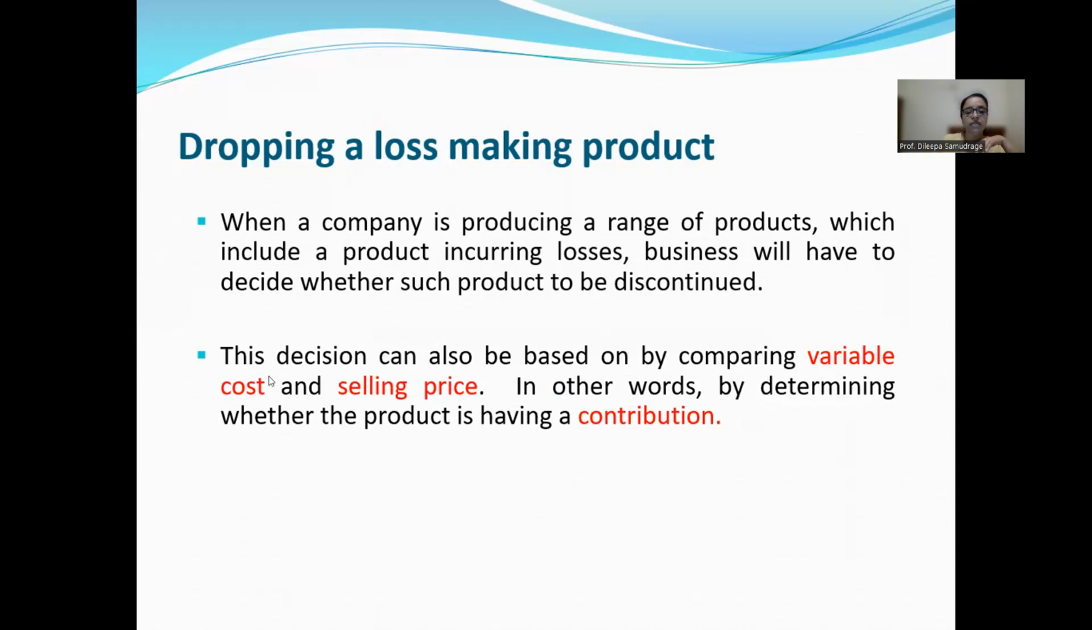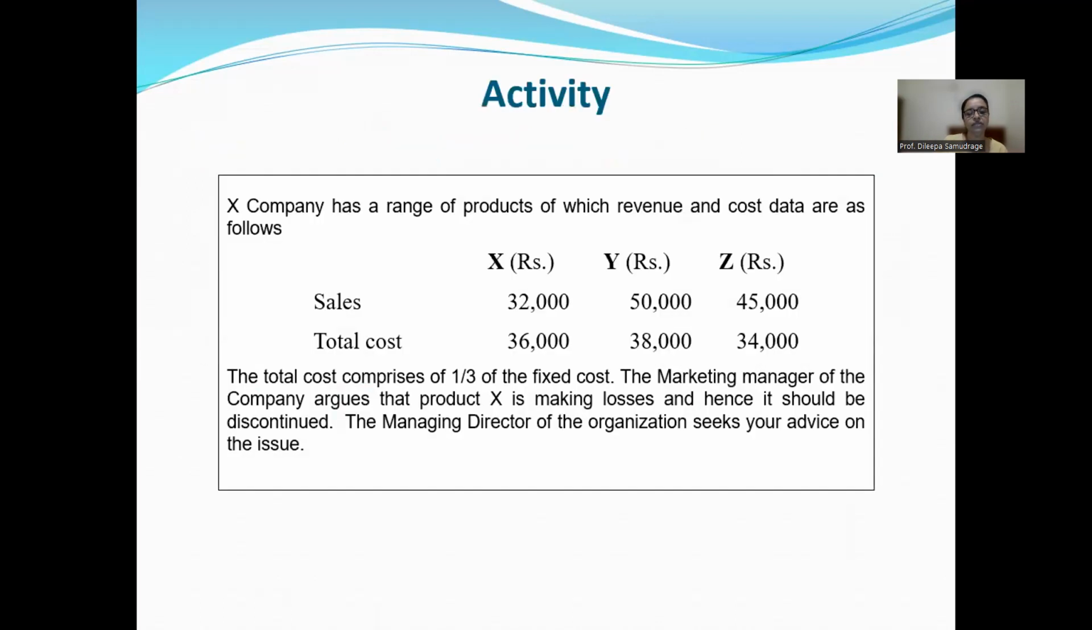Here it says, this decision can also be based on comparing variable cost and selling price. In other words, determining whether the product has a contribution. The product means the loss-making product, right? So there may be a series of products, and maybe 1 or 2 give you a loss, but using CVP knowledge, you have to decide whether the loss-making product should be stopped or not. So this is the question you have.